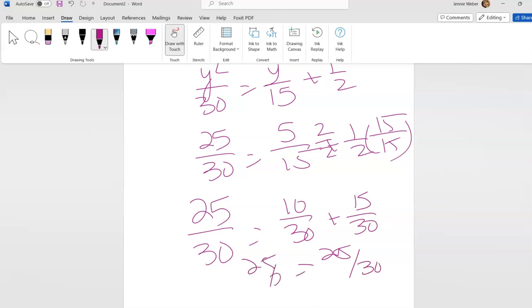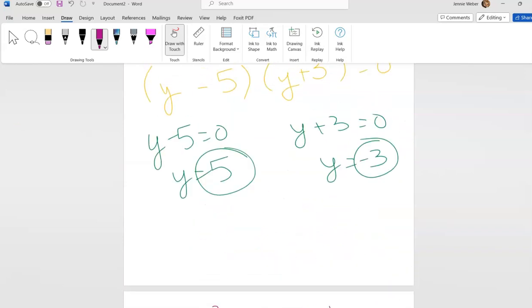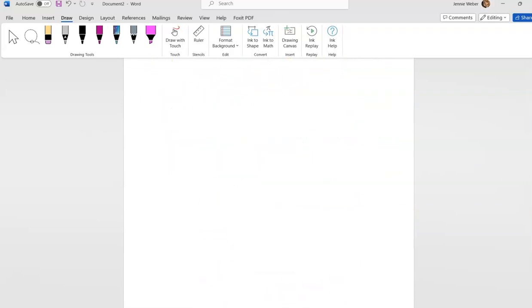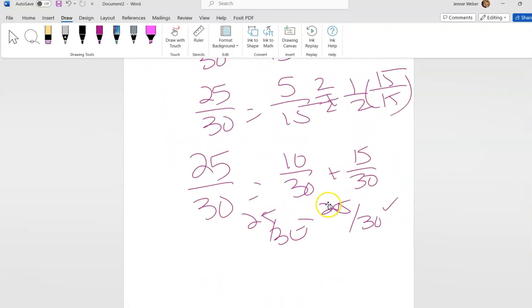So yay! Not only was that checking, and then I know my answer's right, but also a great review of fractions and a great time to practice those because we could all use some extra work on fractions. So hopefully that helps you.